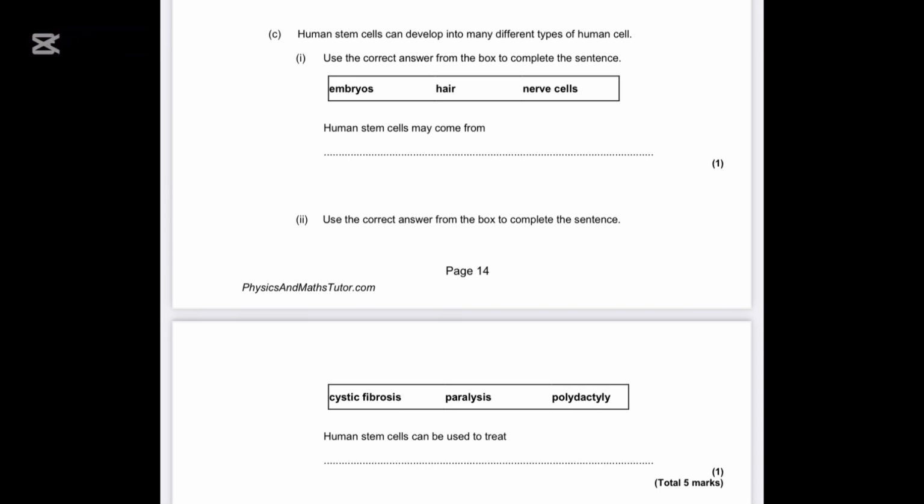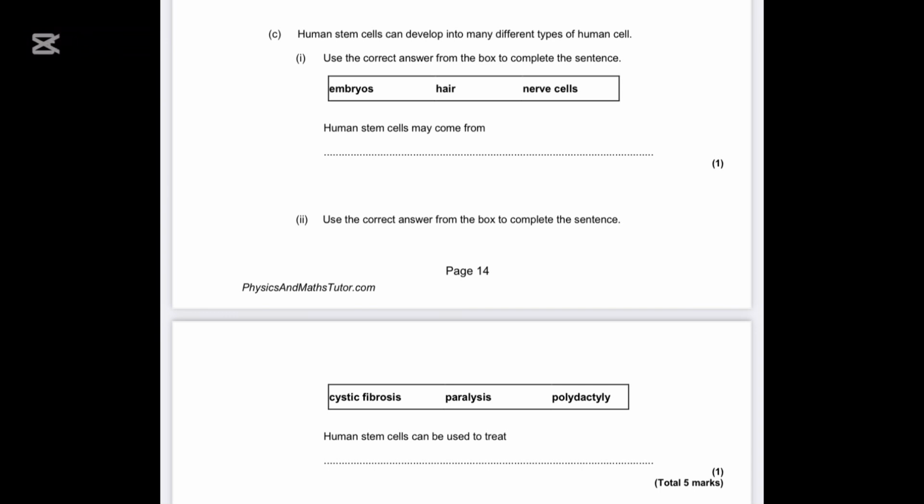Okay, let's quickly take down these two questions. The first question says, human stem cells can develop into many different types of human cells. Use the correct answer from the box to complete the sentence. They said human stem cells may come from what? From an embryo, because you can have an embryonic stem cell or an adult stem cell.